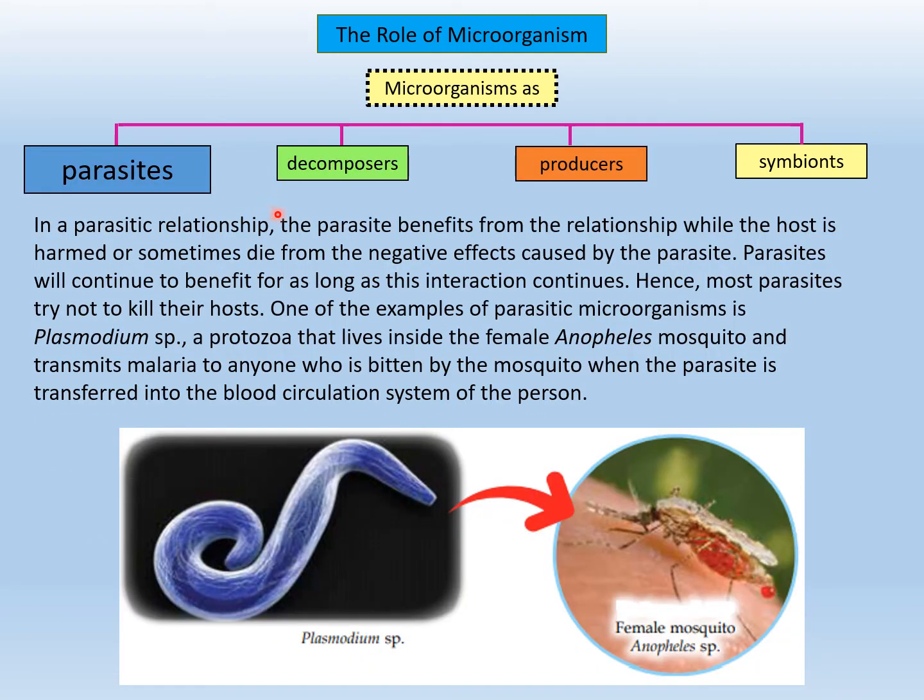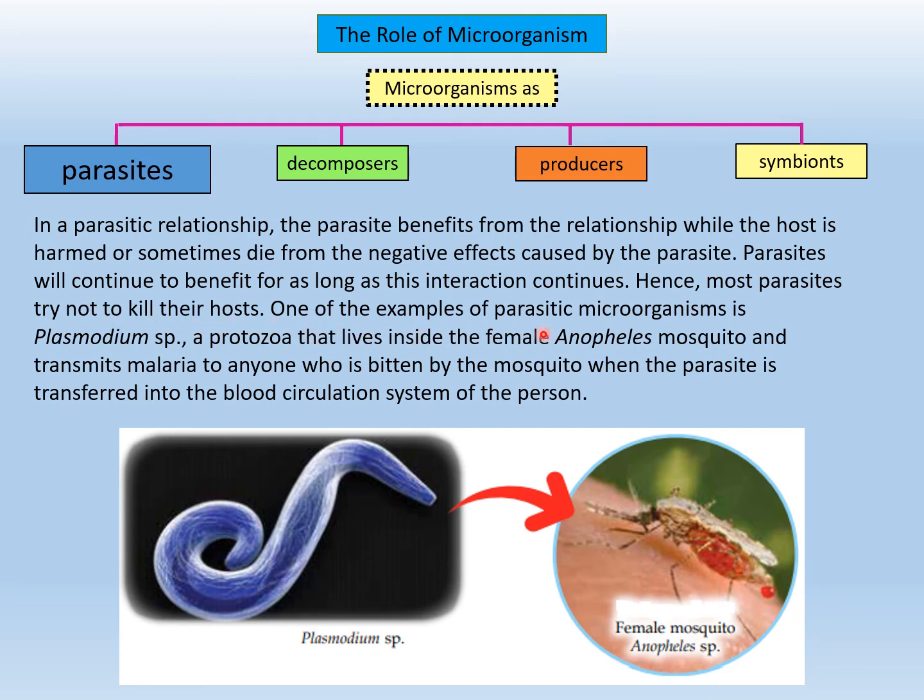Parasites. In a parasitic relationship, the parasite benefits from the relationship while the host is harmed, or sometimes dies from the negative effects caused by the parasites. Parasites will continue to benefit for as long as these interactions continue. Hence, most parasites try not to kill their hosts.